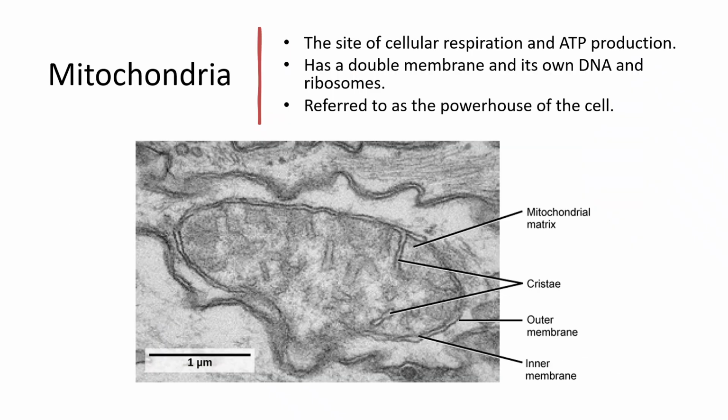Mitochondria are the energy producers of the cell. Through cellular respiration, they generate ATP. These organelles have their own DNA and ribosomes, a clue to their evolutionary origins, which we'll explore shortly.